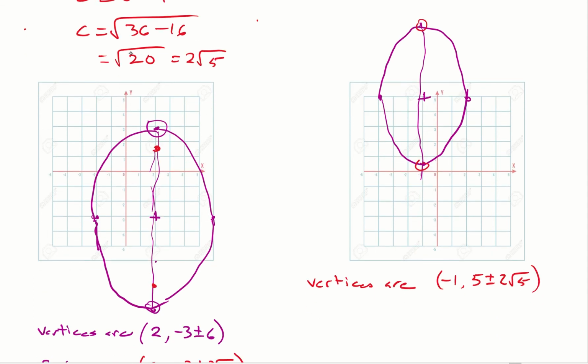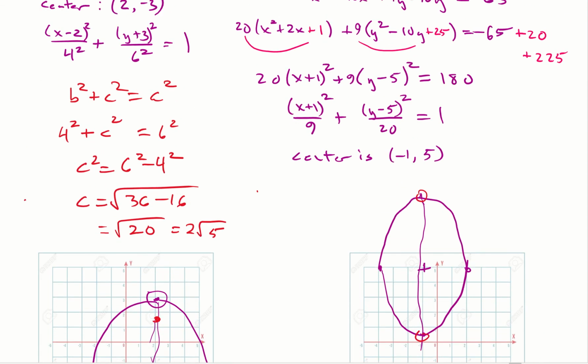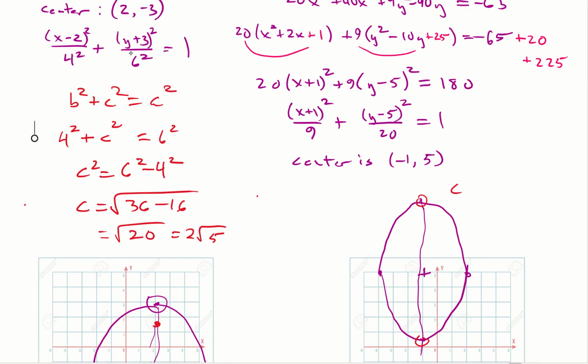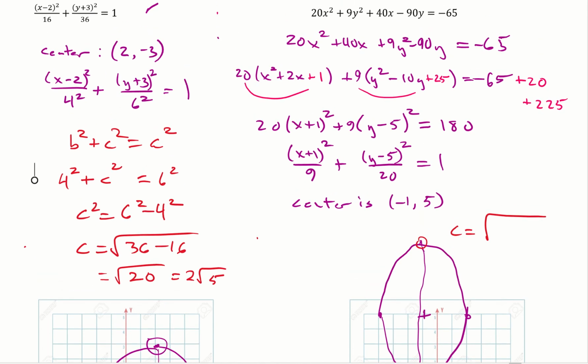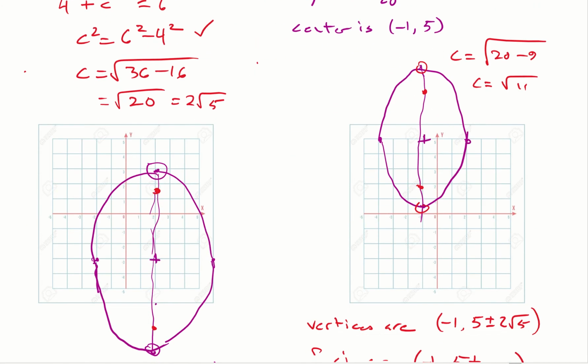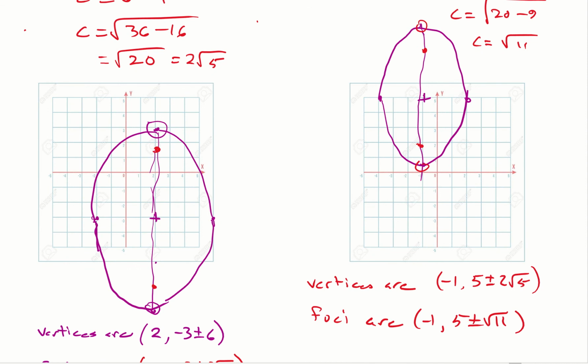And the last thing to talk about are the foci. And they are also going to be negative 1 and 5, plus and minus. We just have to find the c. Well, what we found last time was c is equal to the square root of the larger minus the smaller. It's right here. So we're going to say 20 minus 9, square root of 11. And that guy is about 3 point something or other. So about here, and down here we'll just say square root of 11, and we're done.